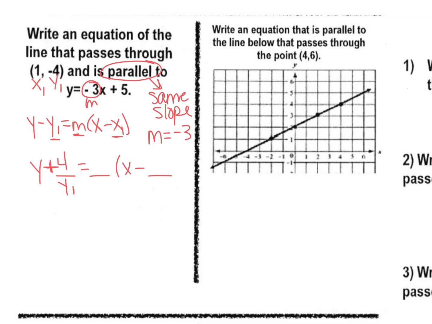Good. Equals, what was my slope? -3, that's going to stay. X minus, what's my x1? It's going to be just -1. Do we know how to change this to y equals mx plus b? Yes. How do we change this? We're going to distribute y plus 4. So this is taking something that we've done before, and the only new thing is that we need to make sure we're keeping the same slope. A negative times a negative is a +3, and then what do I do with that 4?